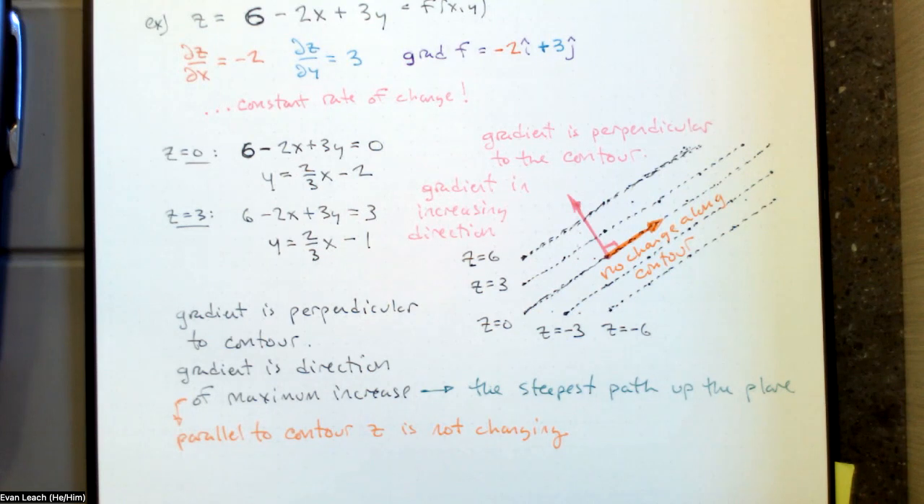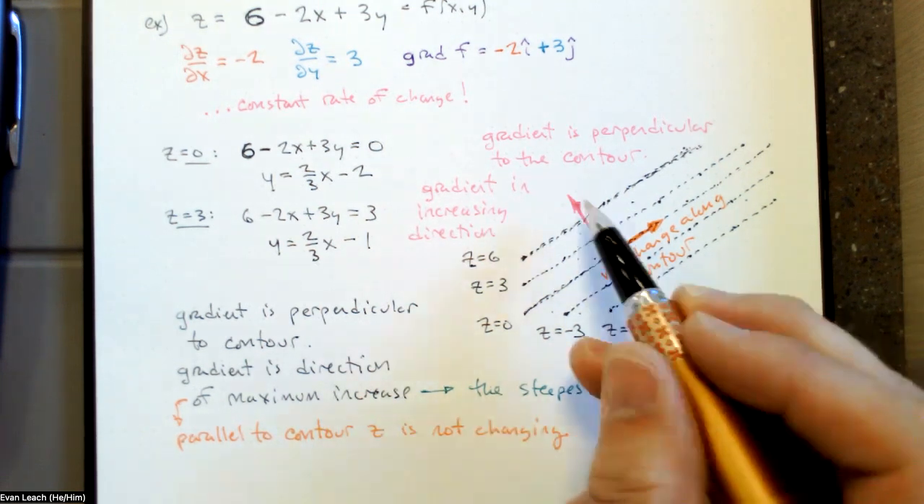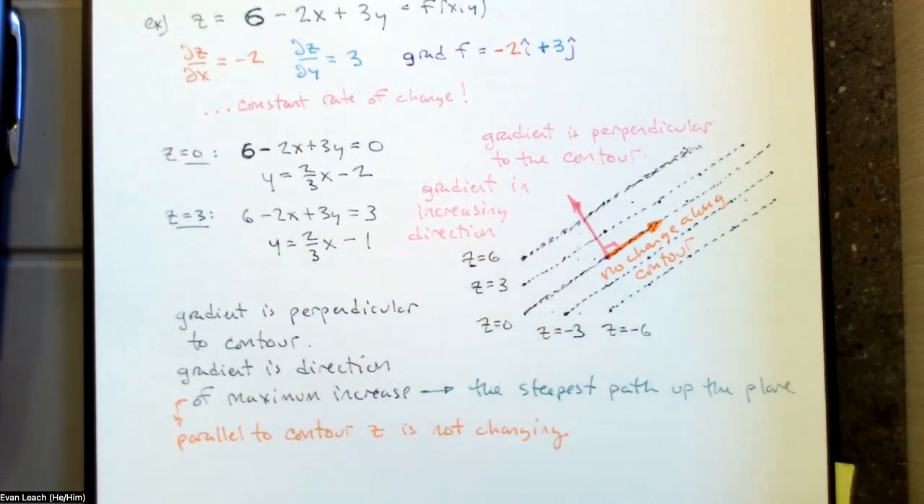So no change along the contour, no change in the direction of the contour. I didn't have enough space to write "in direction of," so I punted and wrote "along." There's no change in the direction of the contour. So perpendicular is the direction of maximum increase. If I want the direction of the maximum decrease, what direction would that be?